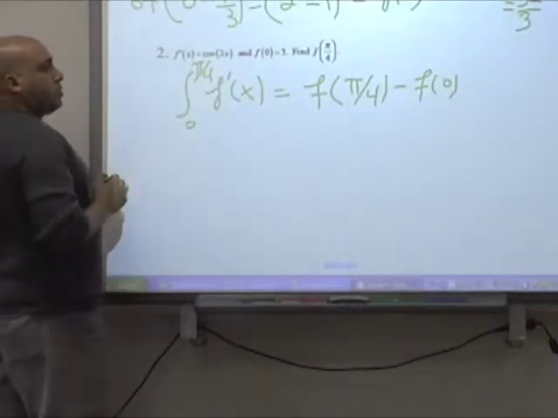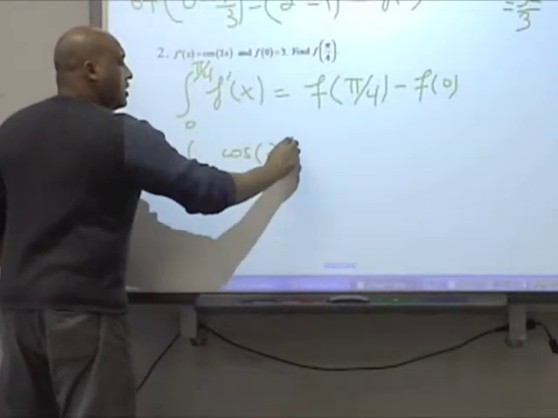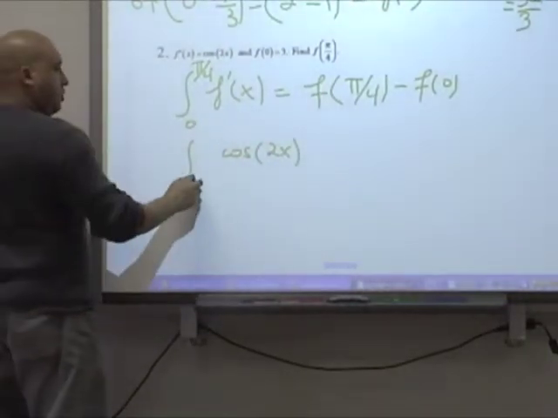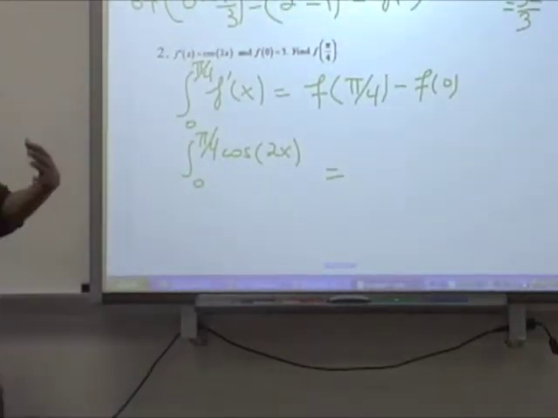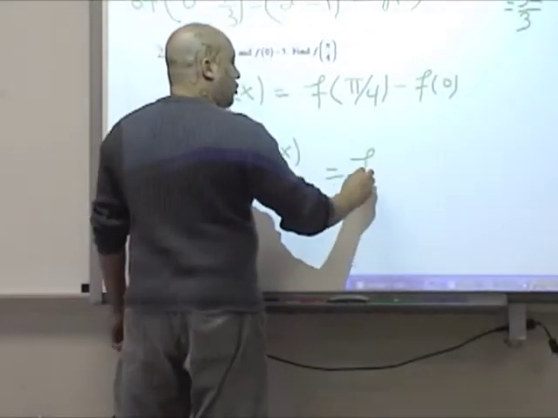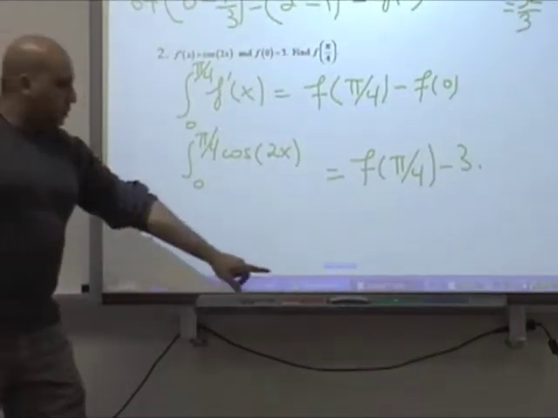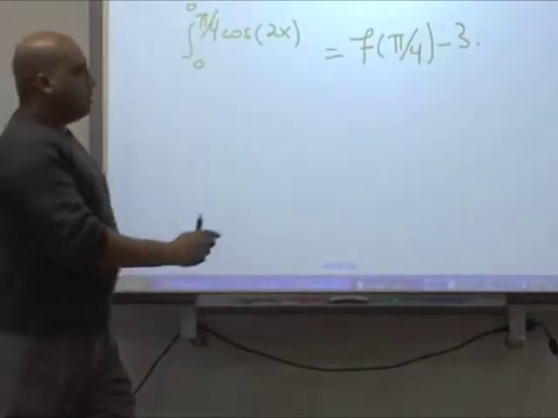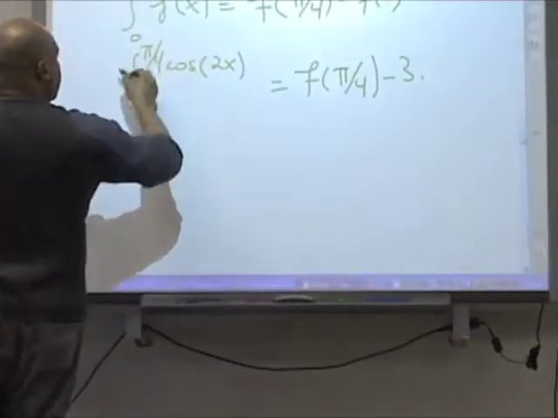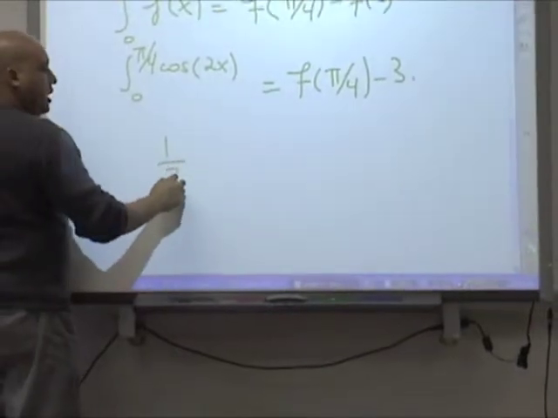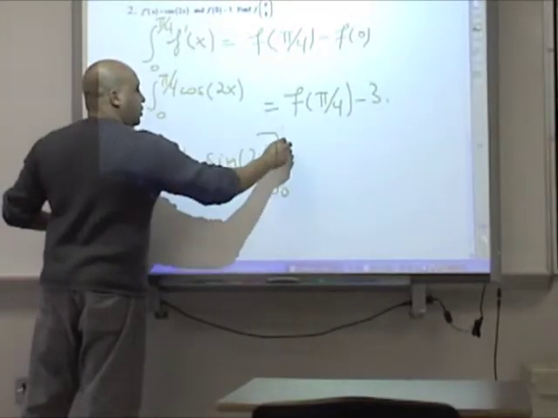Now, since f prime is cosine 2x, I'm going to replace f prime by the cosine of 2x. My limits are from 0 to pi over 4. And since f of 0 is given as 3, I'm going to replace that. So it'll be f of pi over 4 minus 3. Let's go ahead and extend our screen. There we go. The antiderivative of cosine of 2x is 1/2 sine of 2x from 0 to pi over 4.